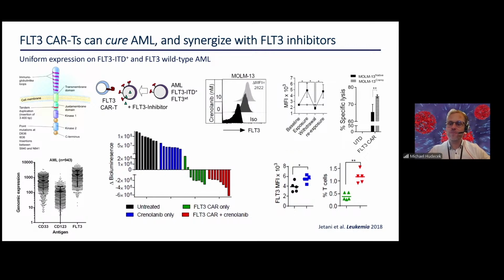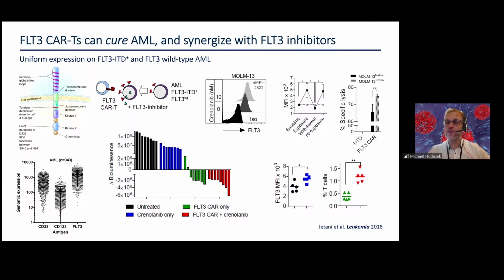Learning, though, from the experience of targeting CD19 in acute B-cell leukemia, we also considered that antigen downmodulation or loss under the therapeutic pressure was probably a threat to this treatment, and therefore wondered how we can prevent AML blasts from losing FLT3 expression. And we focused on the subset of AML with FLT3 mutations that depend on FLT3 signaling as a survival and pro-leukemogenic signal, and treated them with FLT3 inhibitors.